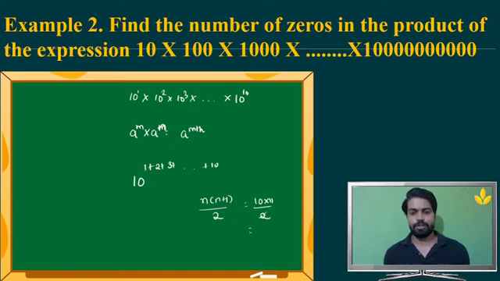So 2 5s are 10, 11 into 5, so there are 55 tens. The number of tens will be equal to the number of zeros. So 10 power 55 means this product will end with 55 zeros. Let us go to the next question.